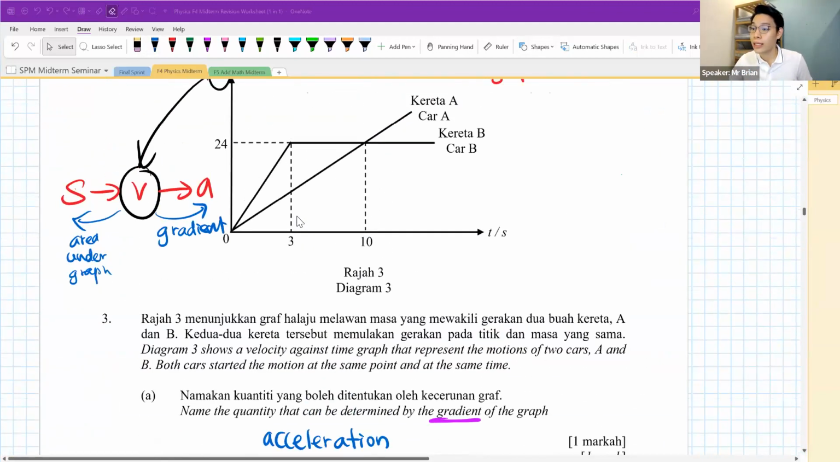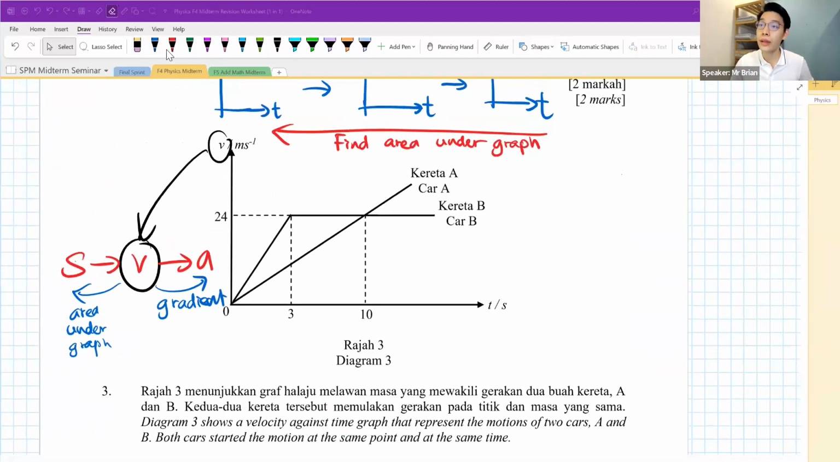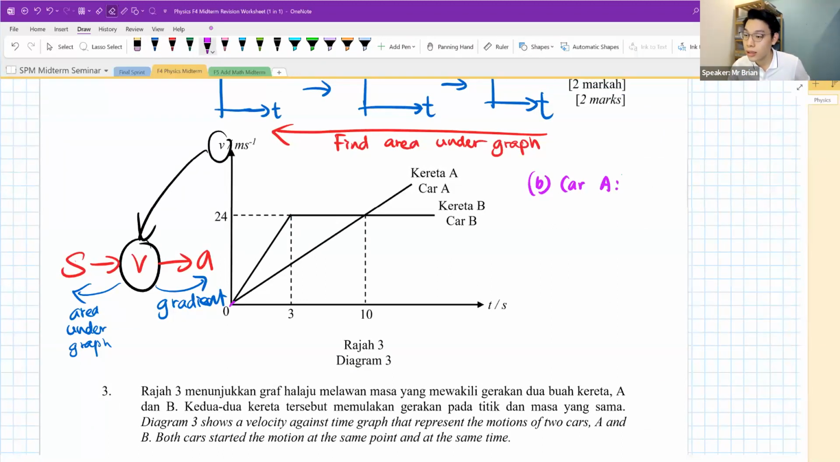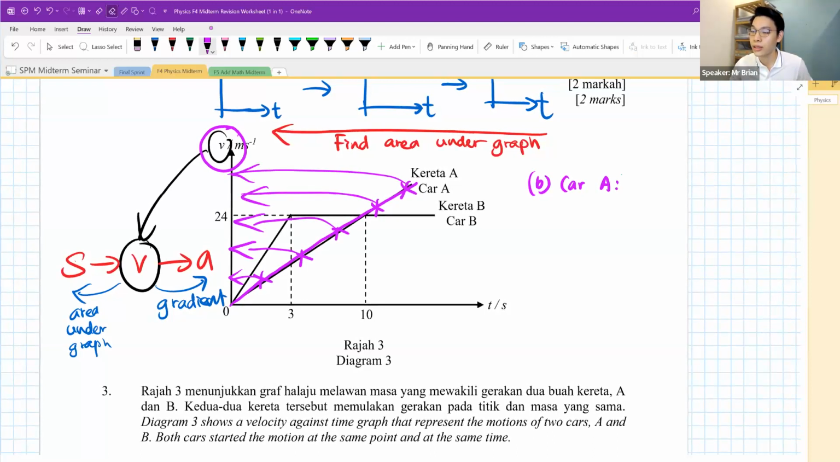Maybe I go and answer here first. For car A, for part B, the motion is, you see, the velocity is here, and then the velocity constantly goes up like that. The value of the velocity keeps on becoming bigger. How should we answer the motion?